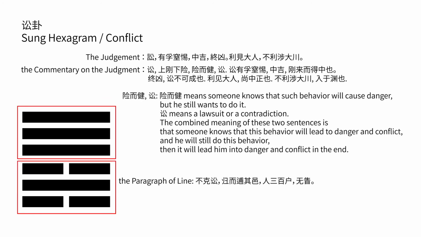显而见宋 means someone knows that such behavior will cause danger, but he still wants to do it. 宋 means a lawsuit or a contradiction. The combined meaning of these two sentences is that someone knows that this behavior will lead to danger and conflict, and he will still do this behavior. Then it will lead him into danger and conflict in the end.